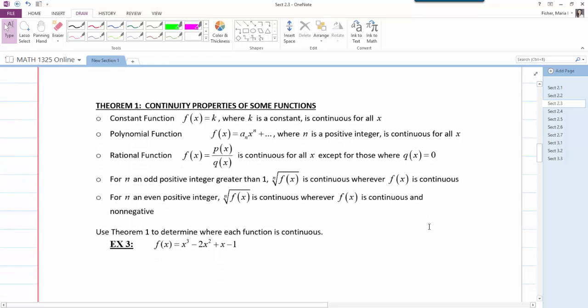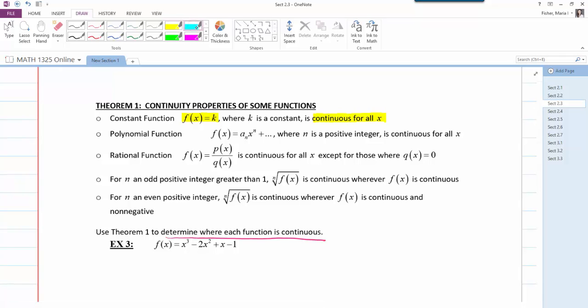Continuity. So let's look at continuity of some functions. What we're going to be asked to do is determine if a function is continuous. And instead of giving a picture like we were in examples 1 and 2, we're going to be given the function. So let's just talk about continuity of some functions. The first function we want to look at is the constant function. The constant function is f of x equals k, where k is a constant. Well, that is continuous for all x. That's just a horizontal line. Horizontal lines are continuous everywhere.